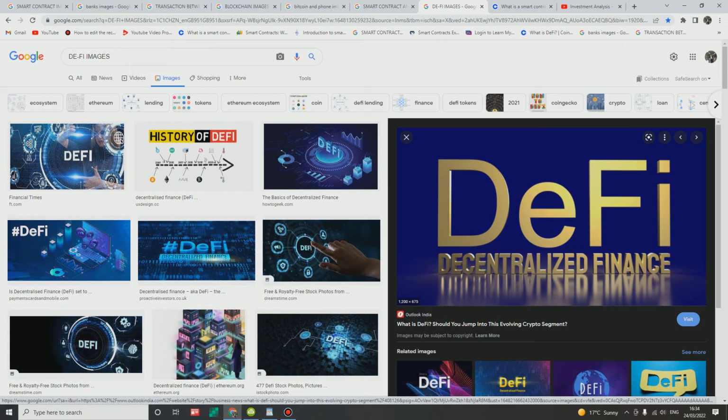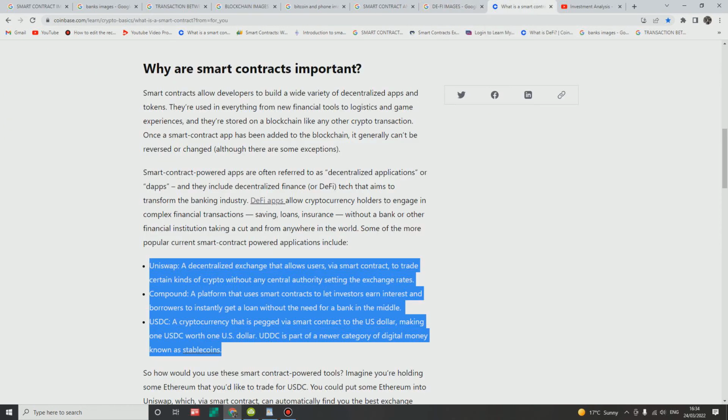Okay, let me tell you a few examples of how smart contract is transforming the financial industry vis-a-vis digital currency or cryptocurrencies. Wow, let me quickly read this to you. One, Uniswap, a decentralized exchange that allows users via smart contract to trade certain kinds of crypto without any central authority setting the exchange rate. Voila. Two, Compound, a platform that uses smart contract to let investors earn interest and borrowers instantly get a loan without the need of a bank in the middle.